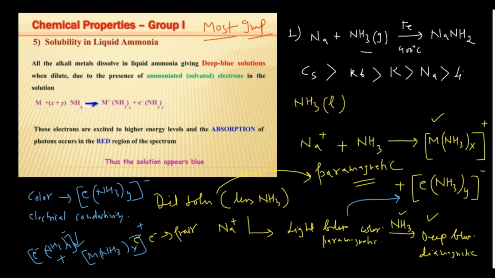And these solutions are strong reducing agents. Why reducing agents? Because they are having electron, right? And these electrons can reduce any other salts, reduce your metal halides, right? Metal halides to metals. Say for example you are having the metal halides and you are reacting this, then it will reduce to the metals.